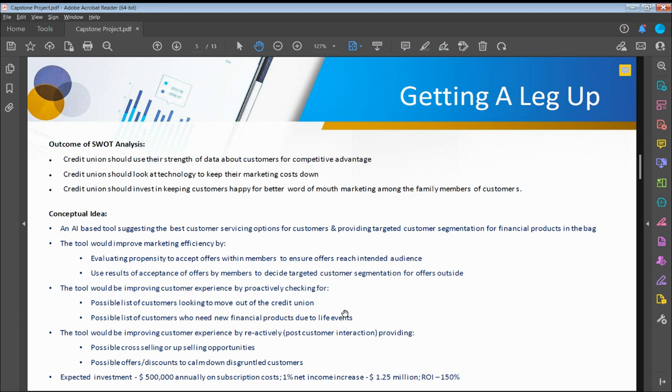Now, all of this AI technology that we have to implement would involve investment for sure. So as of now, we have calculated a back of the envelope estimate that this is going to add an annual investment of $500,000 based on the subscription cost for an AI tool that we will be using. Now, based on the income that we get currently, even if this leads to a 1% increase in our income, that is going to provide us with an ROI of 150%.